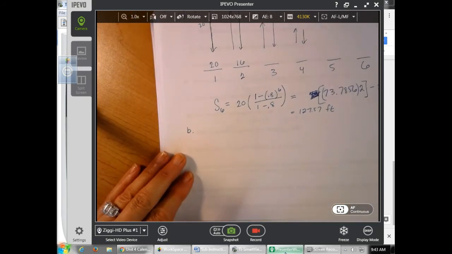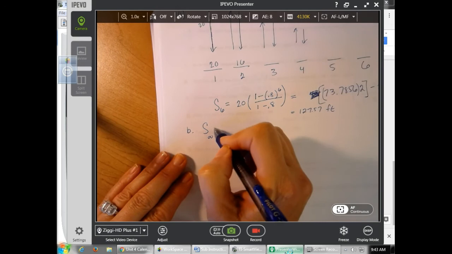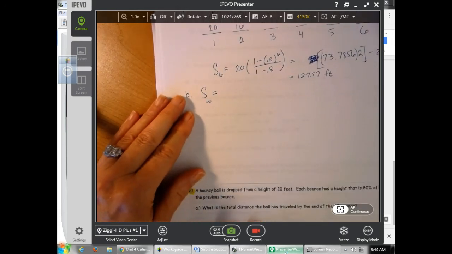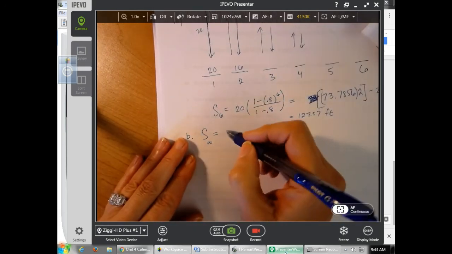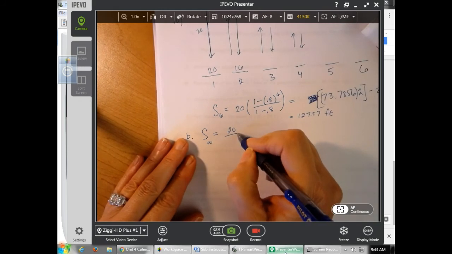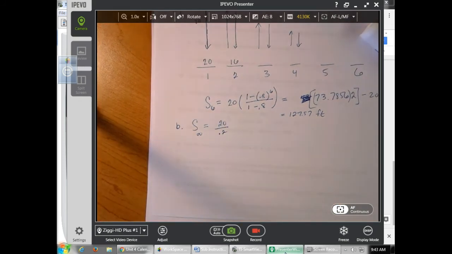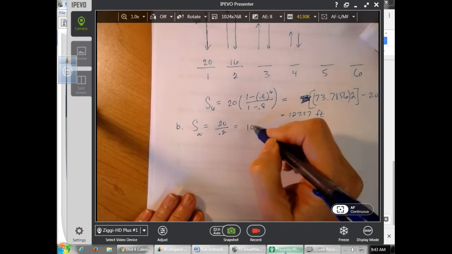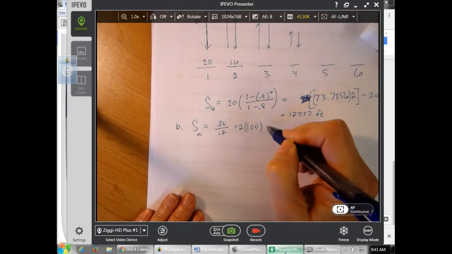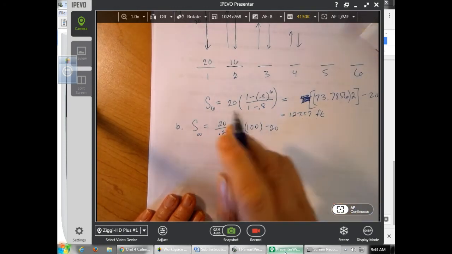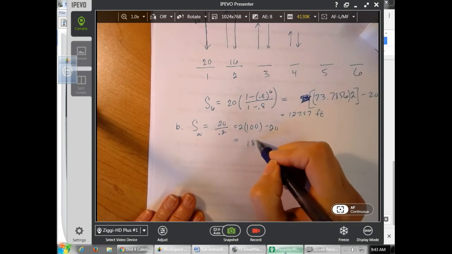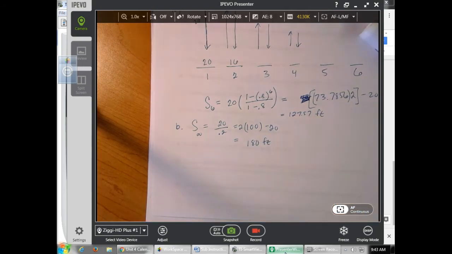So I'm going to basically say, summing through infinity, I have the value of my first term, which is going to be 20, and divide that by 1 minus 0.8 or 0.2. So again, just use the formula, and then I get 100. But I have to double that and subtract the initial drop height every time for these. So you're going to get 180 feet. So that is how you would do number 10.